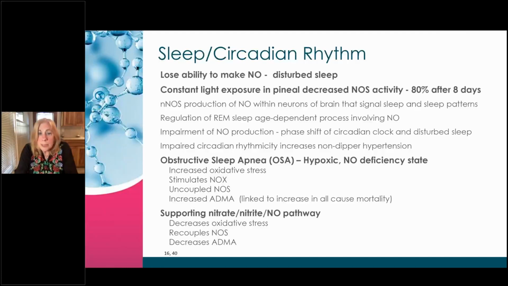So you've got neuronal NOS, production of nitric oxide within the neurons of the brain that signals sleep and sleep patterns. Regulation of REM sleep is an age-dependent process involving nitric oxide. You have impairment of the nitric oxide production, a phase shift in the circadian clock, and disturbed sleep. Obstructive sleep apnea is a hypoxic nitric oxide deficiency state. You have increased oxidative stress, you're stimulating your NADPH oxidase, you're uncoupling NOS, and you're increasing ADMA, which is linked to all-cause mortality. So supporting that nitrate to nitrite to nitric oxide pathway decreases oxidative stress, recouples NOS, decreases ADMA.